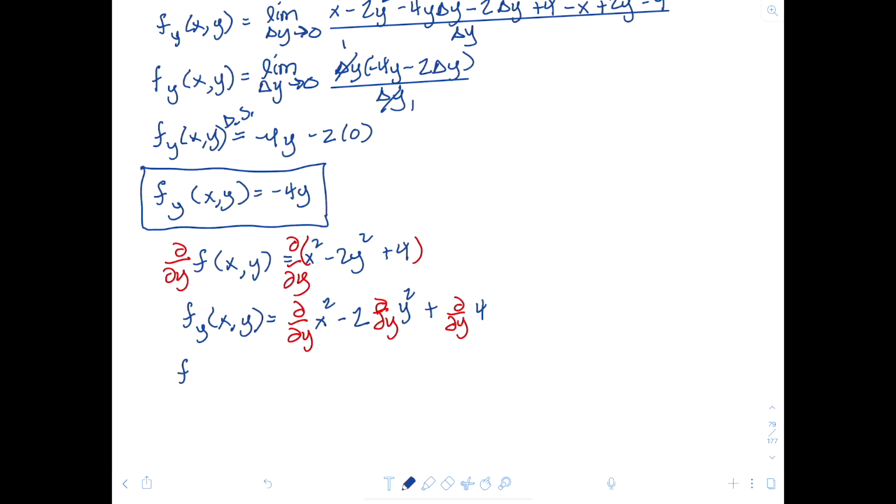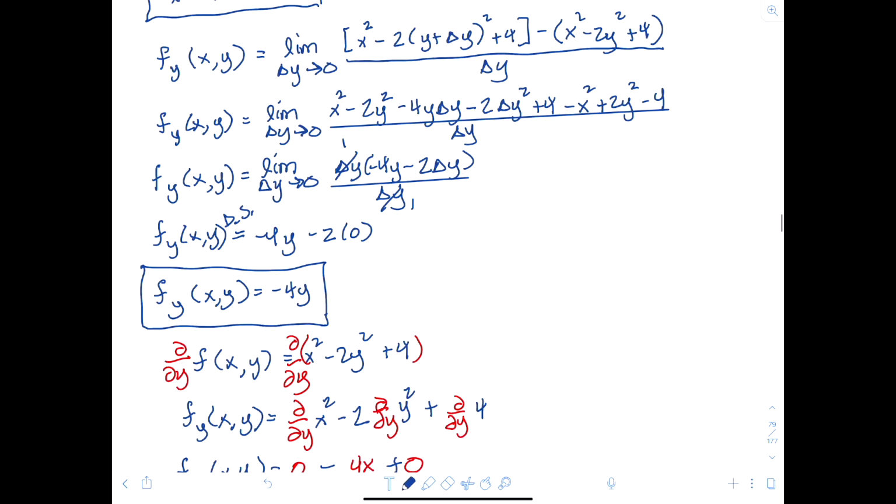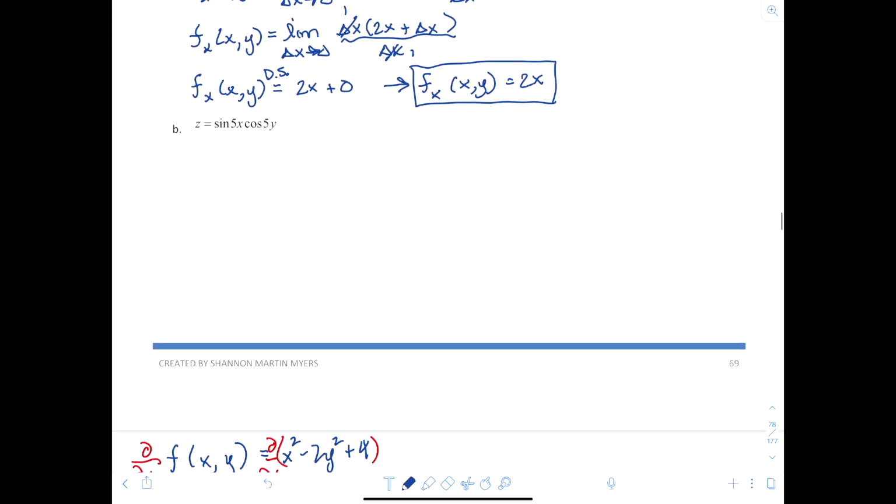So this time, anything that does not have a y in it is treated as a constant. And so we'll get 0 and then what? Minus 4y plus 0. Which will give us the first partial derivative of f of x and y with respect to y is just negative 4y, which is what we got using our limit definition. Cool, cool? All right, so now let's go back and do part B.